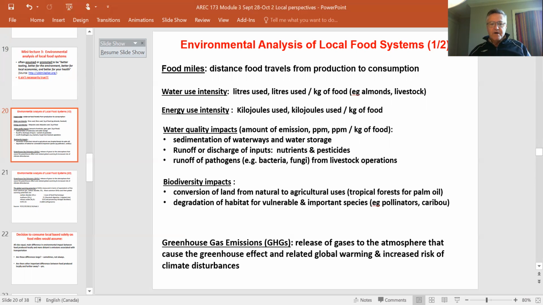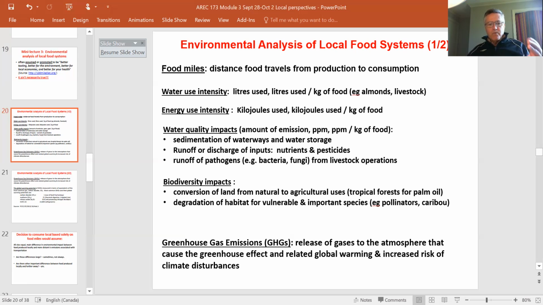We might have runoff or discharge of inputs. So if we use excess levels of, say, phosphorus or nitrogen fertilizer, or we use too many pesticides, or certain types of pesticides that might not all be used by the growing plant, that might run off into waterways. There might be other pathogens, for example, bacteria from livestock operations or fungi, which also are a downstream negative externality of our food production practices.